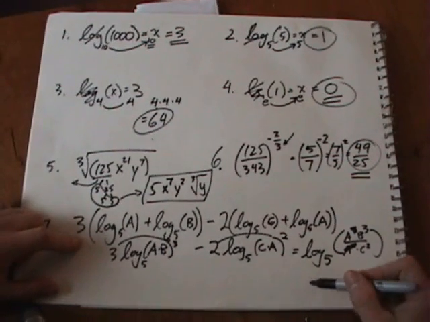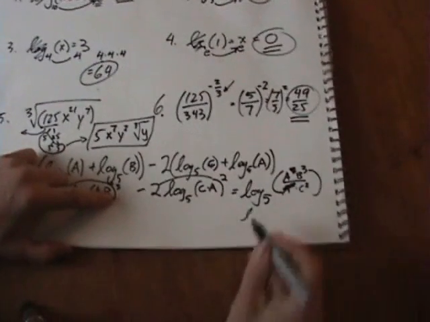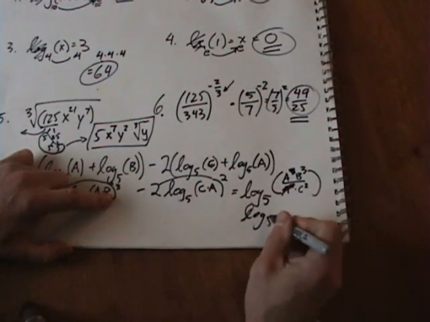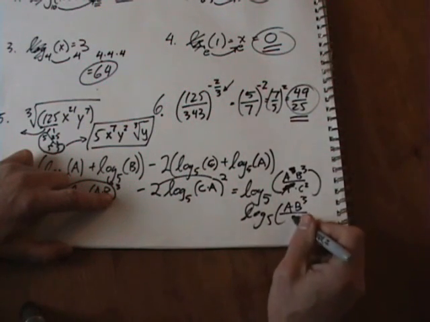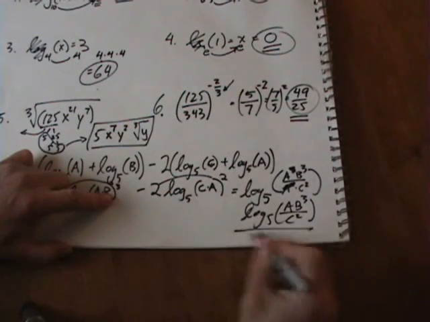Okay, so I don't know if you need to write it again. I'll write it up here. Log base 5 of ab to the third over c squared. That's the final best answer.